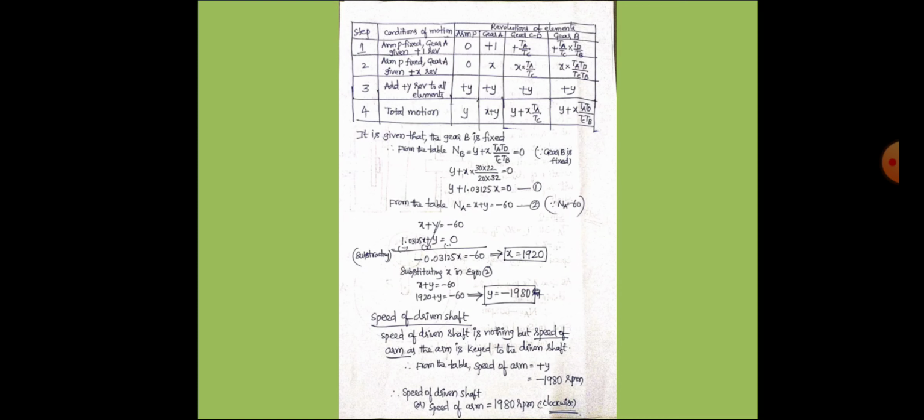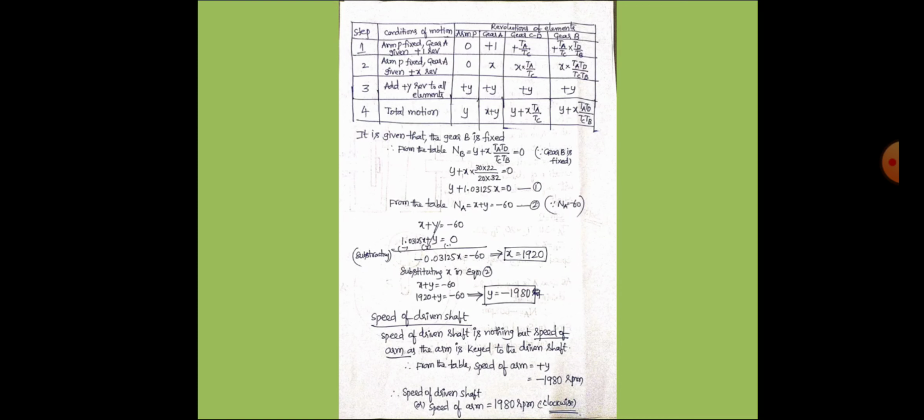Once again, arm P is fixed, but for gear A, instead of +1 revolution, now let us rotate gear A by +X revolutions. What should I do, students? I should multiply the first row values with X. So 0 into X is 0, 1 into X is X, TA by TC into X is X TA by TC, and TA TD by TC TB into X is X into TA TD by TC TB. So all first row values should be multiplied with X blindly.